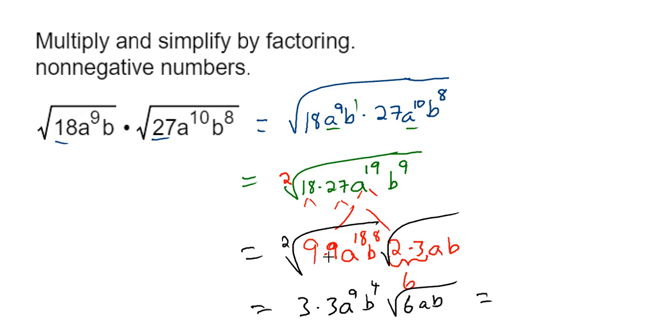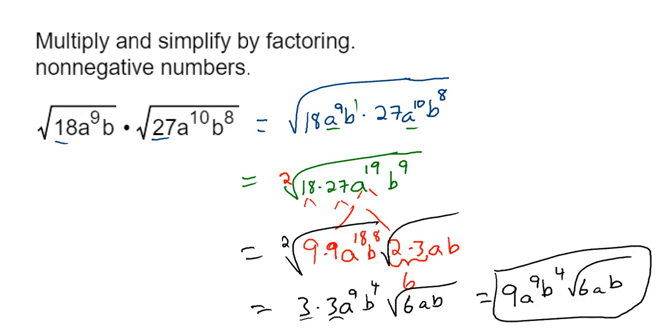And then, I don't know, we could have handled this in a little bit of a different way, but I left it like that. But we want to multiply those 3's together for sure. So 3 times 3 is going to give me 9. A to the 9th power, b to the 4th power, times the square root of 6ab. And that's how that one simplifies.